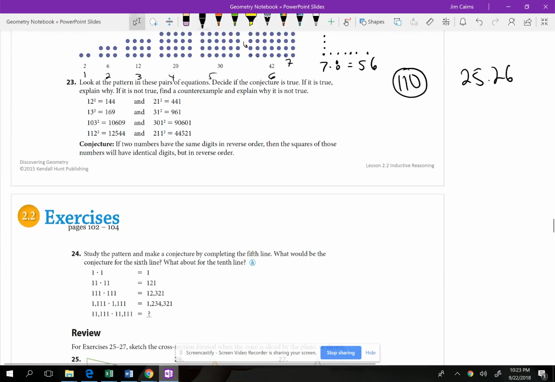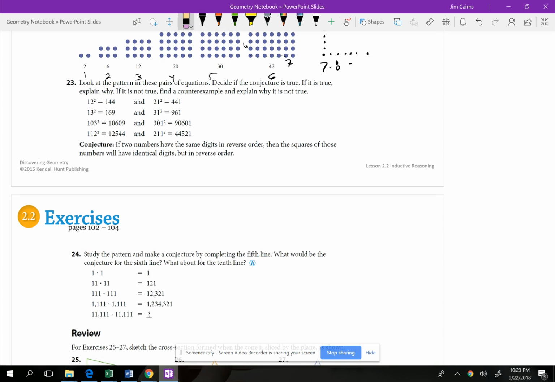And look at the pattern. I'm going to erase this here. Look at the pattern in these pairs of equations. Decide if the conjecture is true. If it is true, explain why. If it is not true, find a counterexample and explain why it is not true.